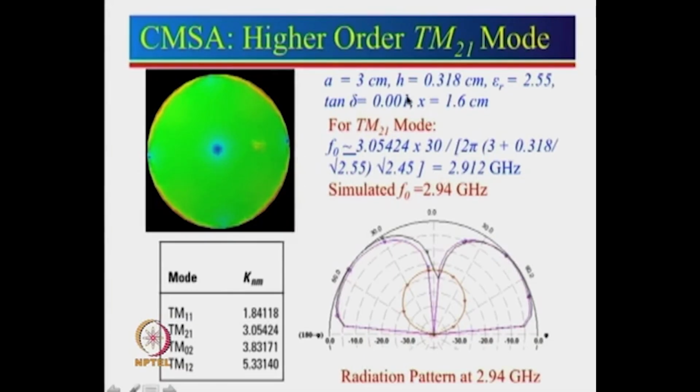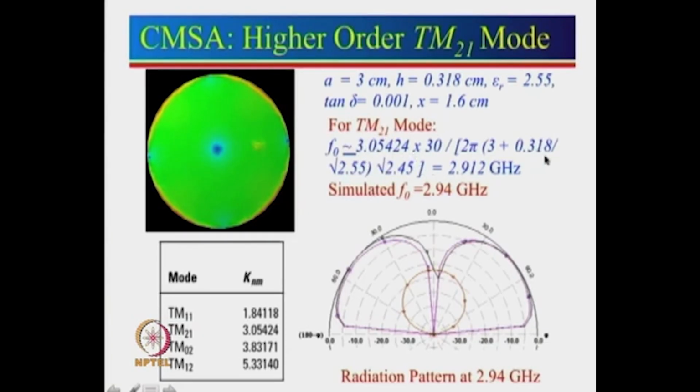So, let us say we have taken an example here where A is the same as 3 centimeter, H is 0.318, so it is the same substrate, but here we had to use a different feed point to do the matching. Now, first let us see the calculation here. So, TM21 mode, the KNM value is now 3.054.